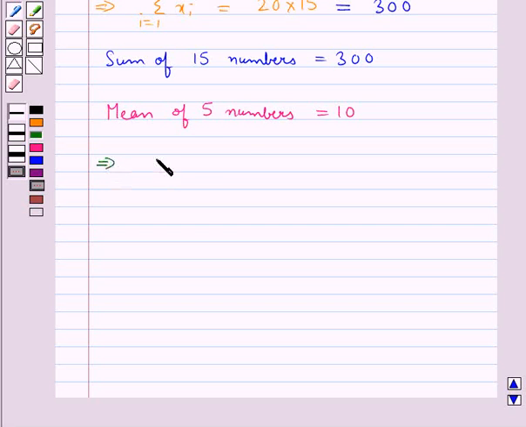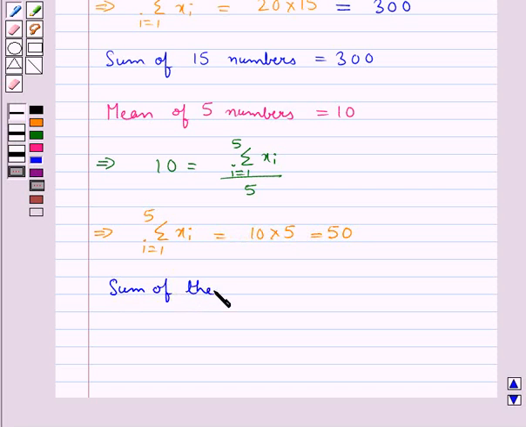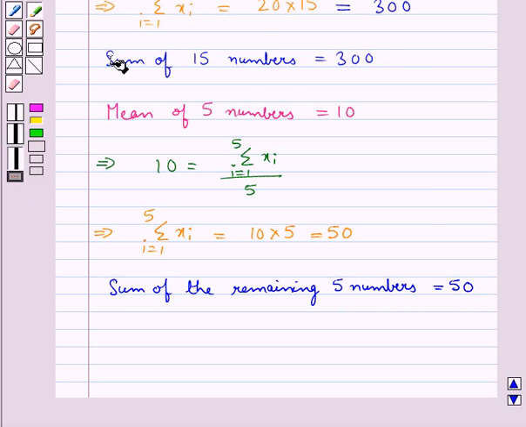This means that 10 is equal to the summation of xi, i goes from 1 to 5, upon 5. So this gives us the summation of xi, i goes from 1 to 5, is equal to 10 into 5, equal to 50. That is, we have got the sum of the remaining 5 numbers as 50.